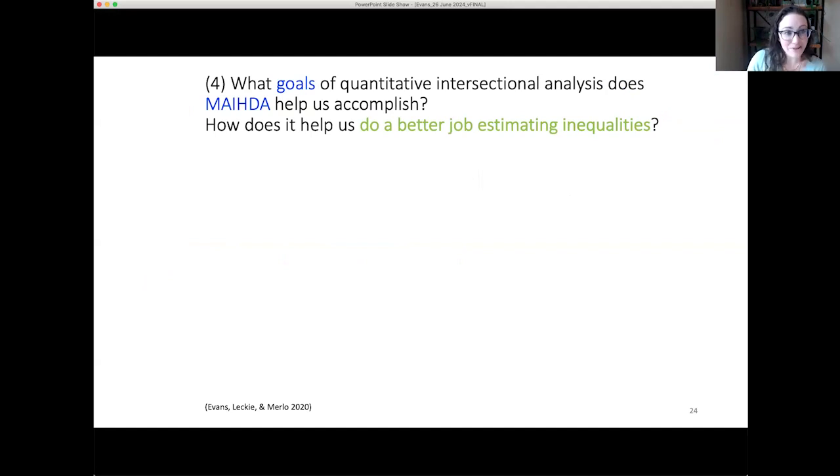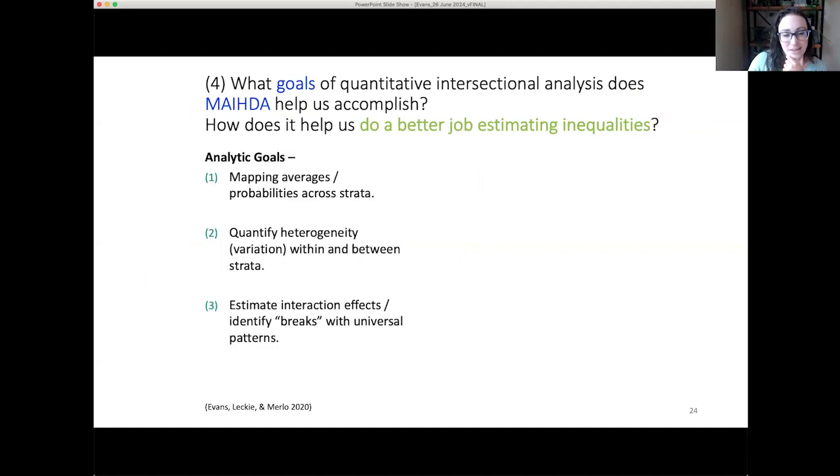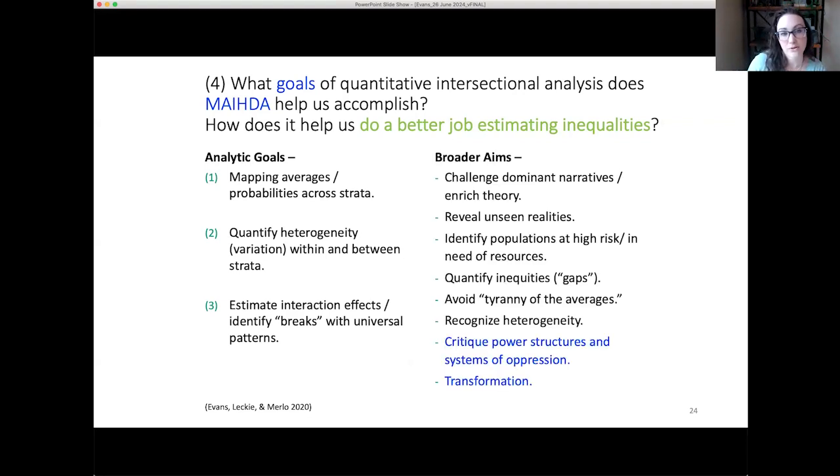So my final slide, hopefully you've sort of seen this in the previous examples. How is this helping us to do a better job of a quantitative intersectional analysis? Well, those fundamental analytic goals, we can map our averages or probabilities across our strata. We can quantify heterogeneity in terms of variation within and between strata. And we can figure out which ones are sort of following additive patterns versus breaking with those patterns.